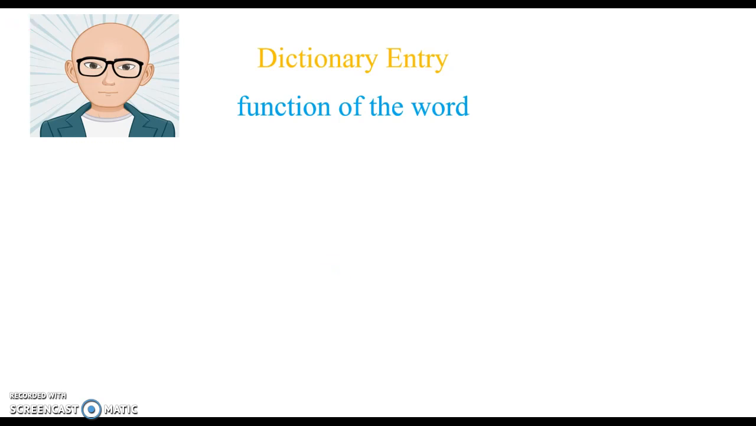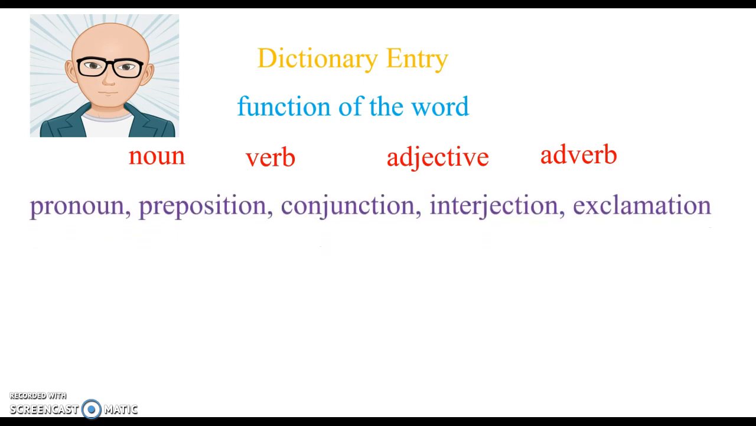That means they tell you if it's a noun, a verb, an adjective, an adverb. These are the 4 main content words in English you have to learn, because if you hear them, say them, read them, or write them, then you are getting the main content. Now, pronouns, prepositions, conjunctions, interjections, and exclamations are other parts of speech.